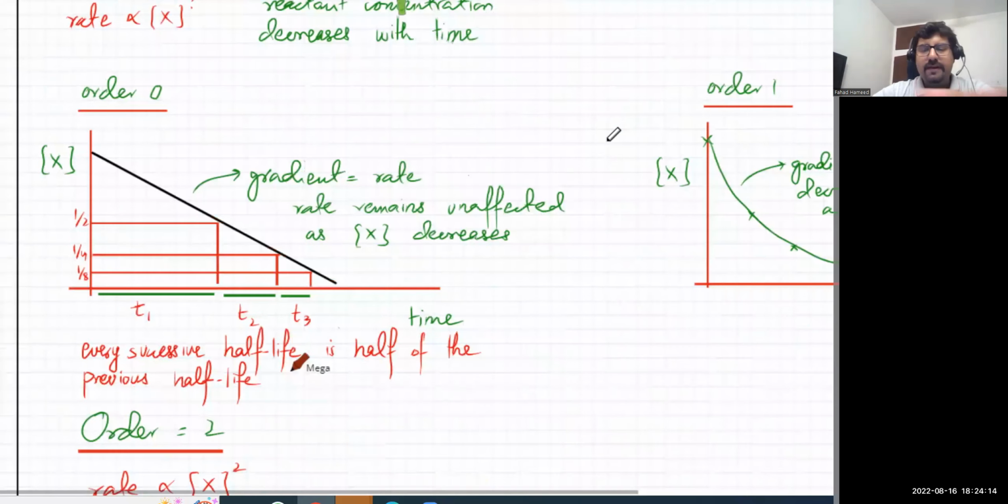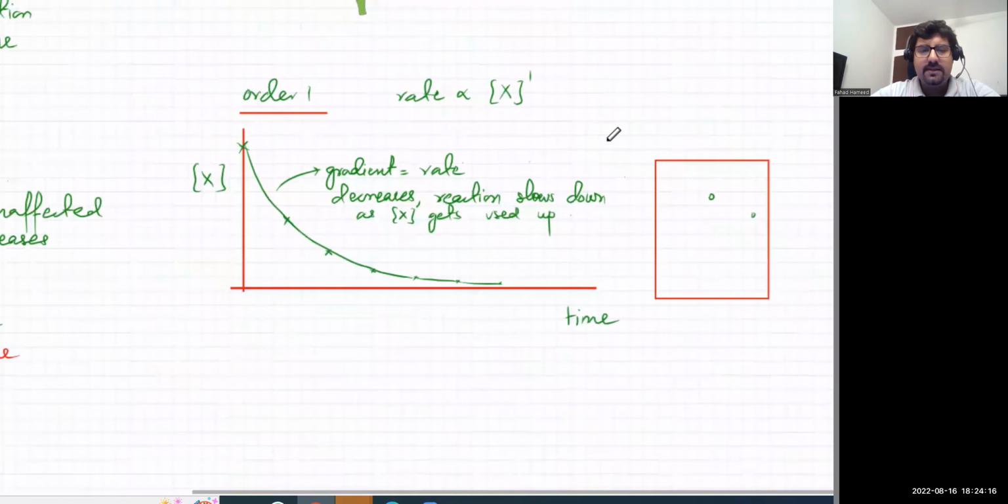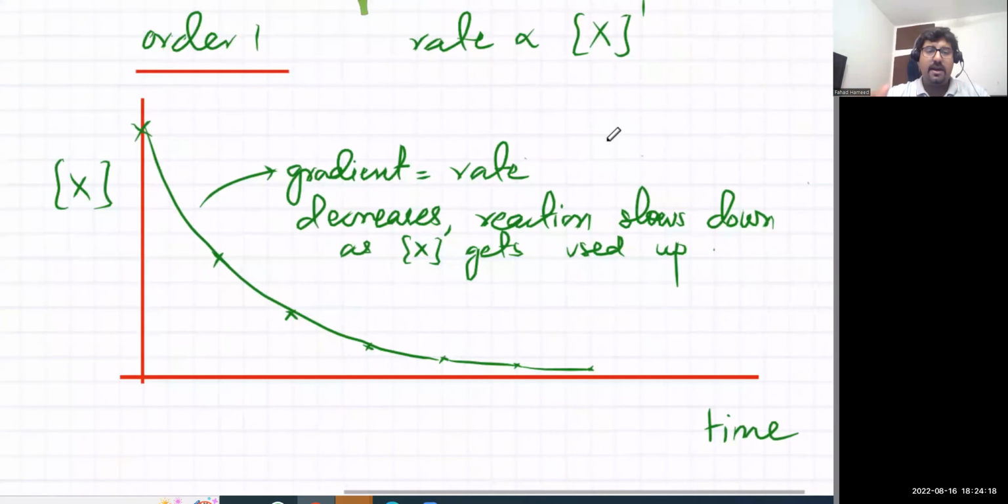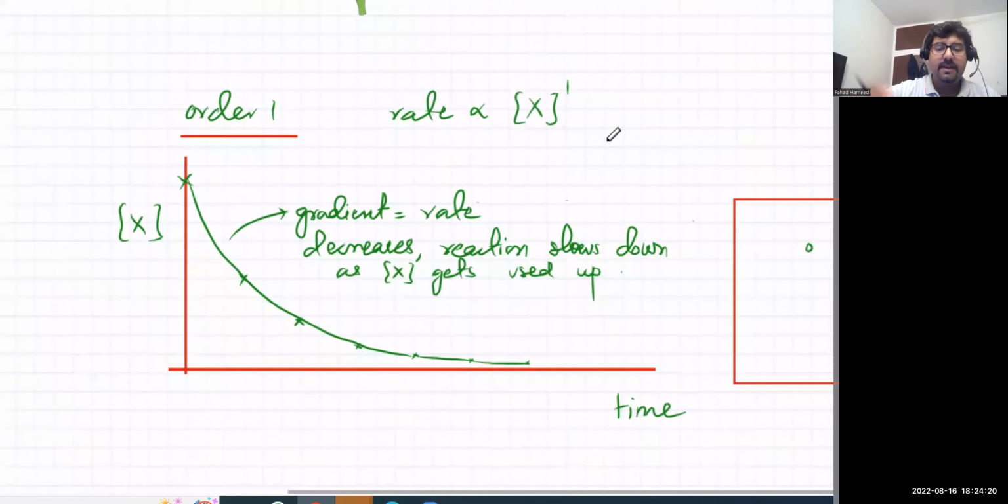I said, what about over here? What's the half-life situation in order 1? Remember, the reaction is slowing down. The rate depends on the concentration of X. If X gets used up, the reaction slows down, and it slows down proportionally. Now, in this case, the half-life is going to be constant.